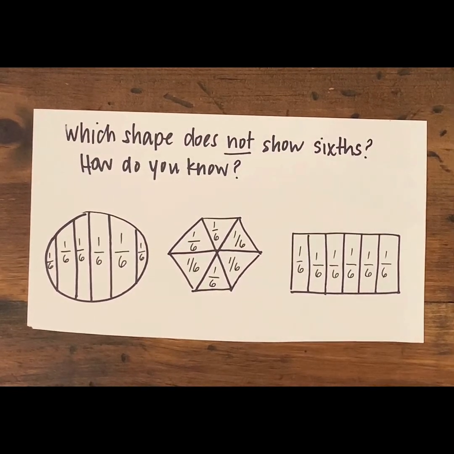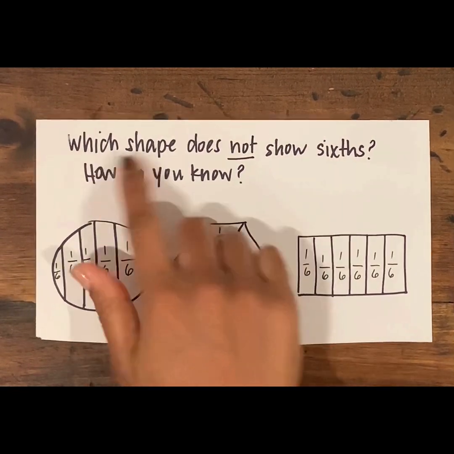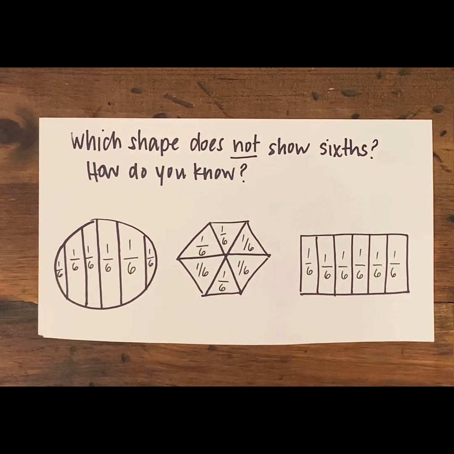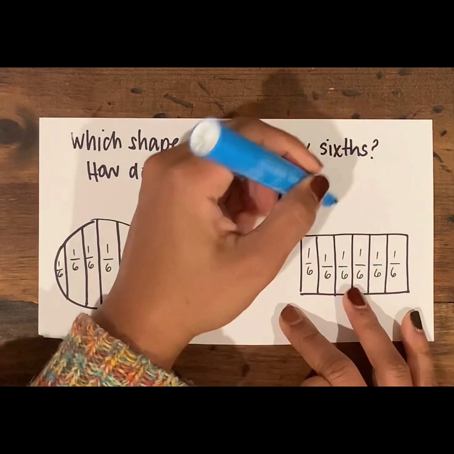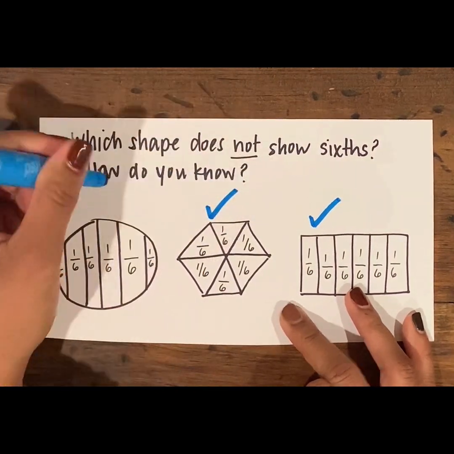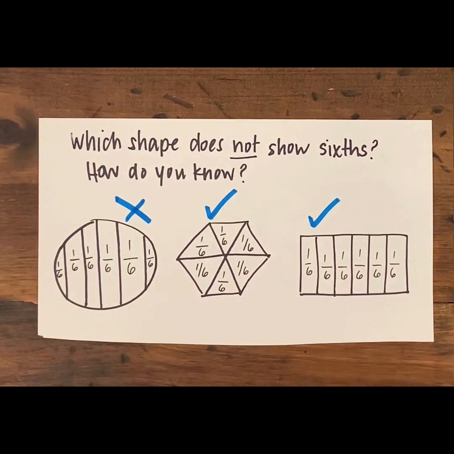Let's take a look at some work from number 6. Which shape does not show 6, and how do you know? Say your answers out loud. I heard you say that these two shapes do show 6 and that this shape does not show 6.